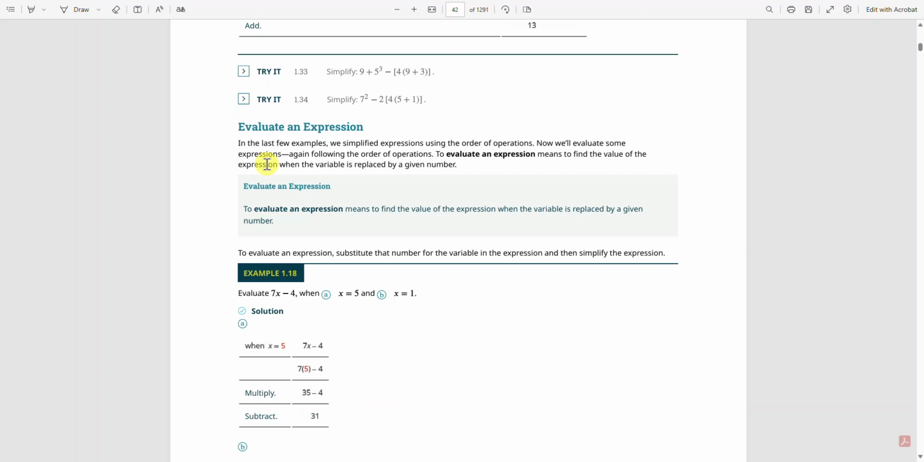Now we're going to move on to another part, which is to evaluate an expression.